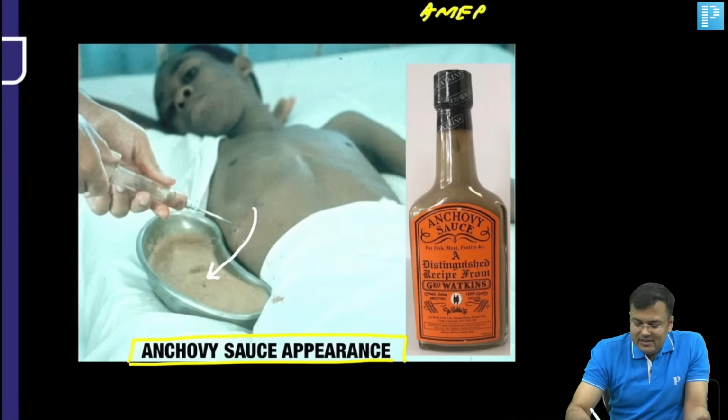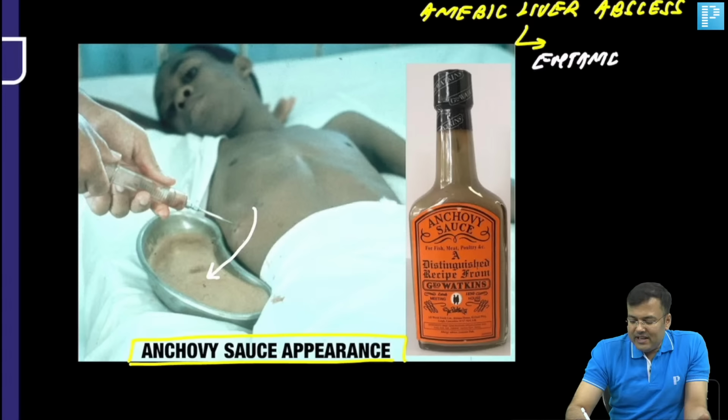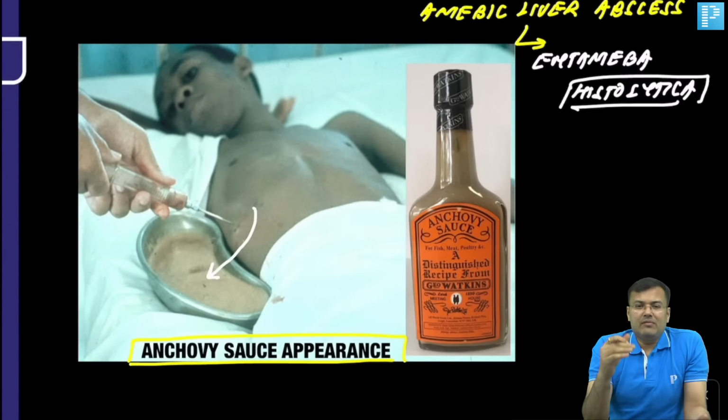You know, this is amoebic liver abscess. And you know the organism responsible for it. Yes, amoeba. Which amoeba? It is Entamoeba histolytica. All of you know that histolytica is going to cause histolysis of hepatocytes. There is necrosis of WBCs. So, there is necrosed material, reddish brown or chocolate brown. This is the anchovy sauce appearance of amoebic liver abscess.